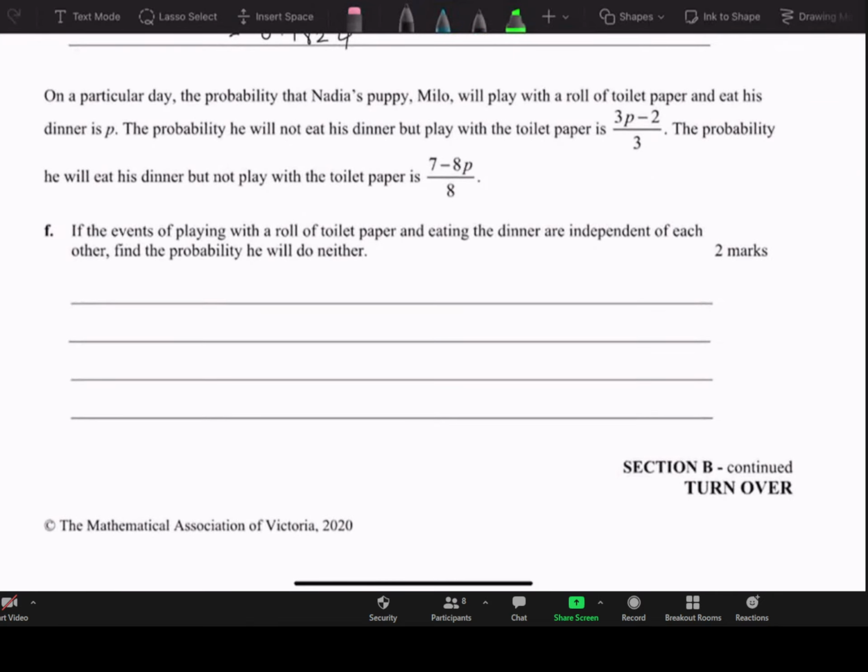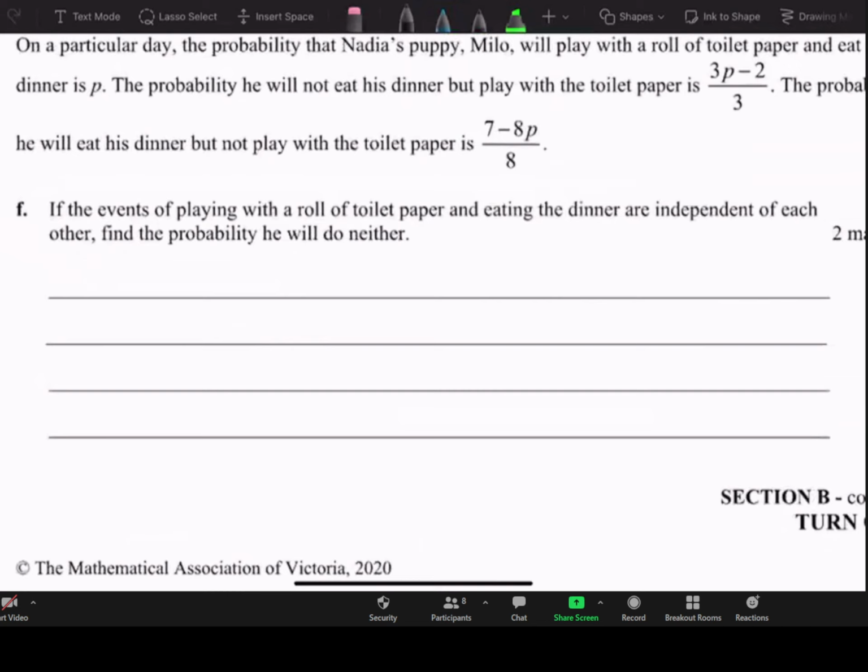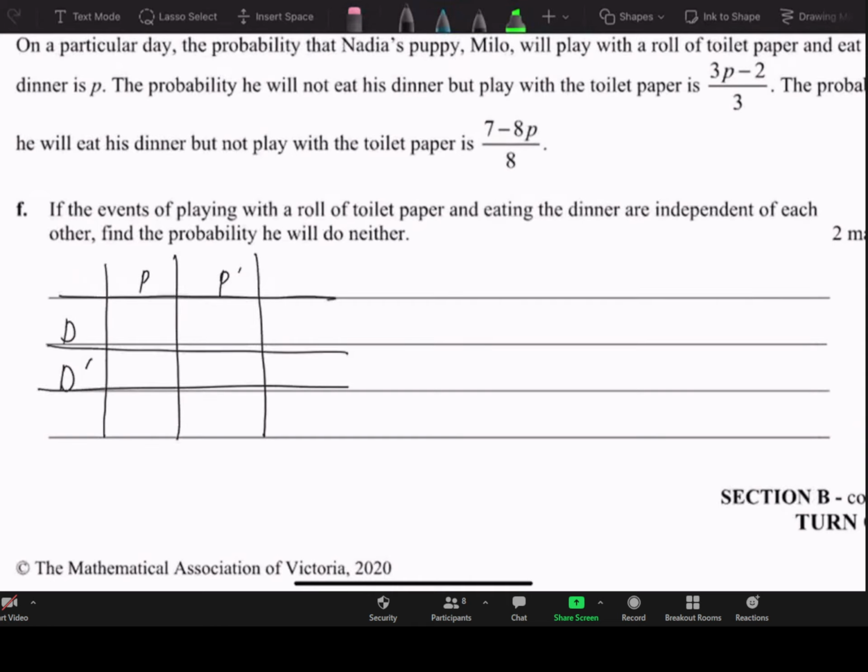So we have Nadia's puppy Milo doing some stuff with the toilet paper. For this question, I drew a Karnaugh map. It took a lot of working out, so maybe don't draw a Karnaugh map, but it's probably the easiest way to do the question. The only problem with it is that once you find the values, you might have to draw another one, but if you do your map nicely, you probably won't. I just have very messy handwriting.